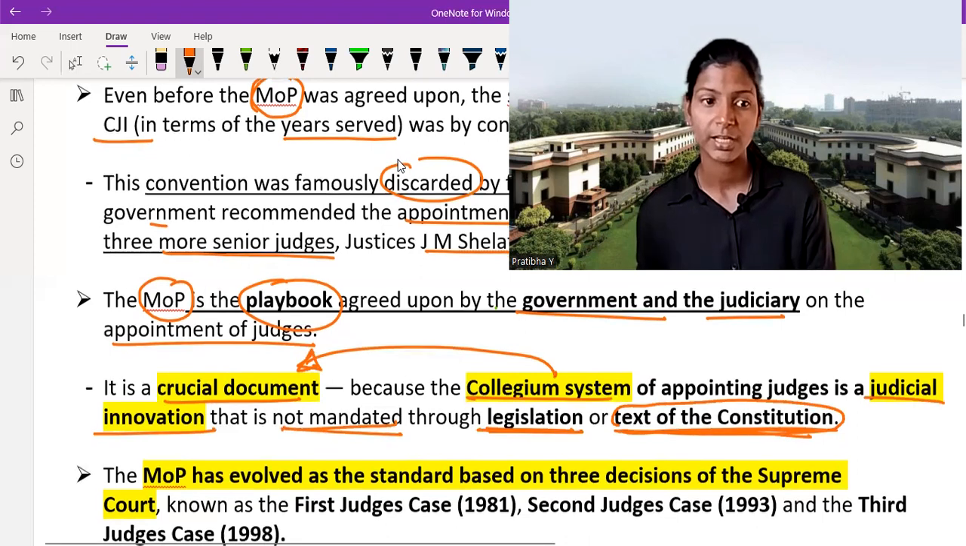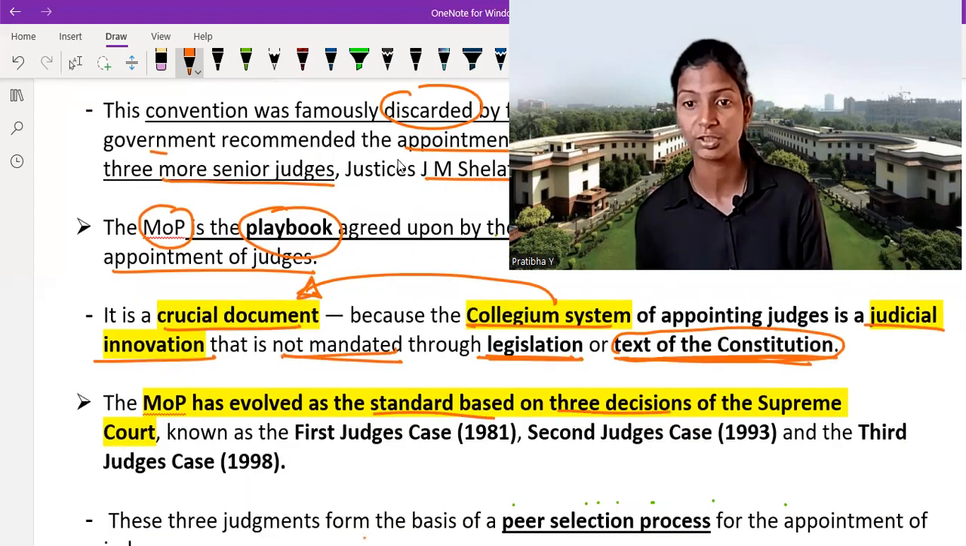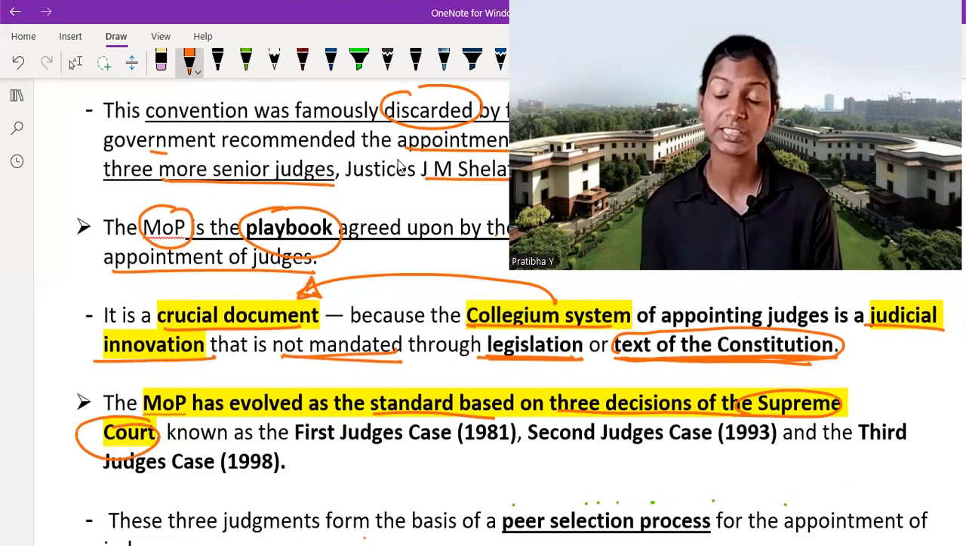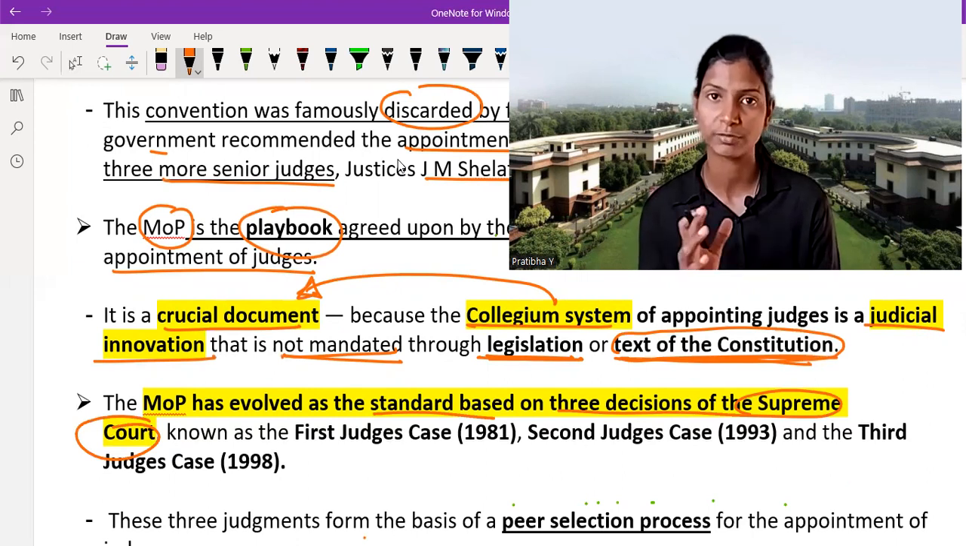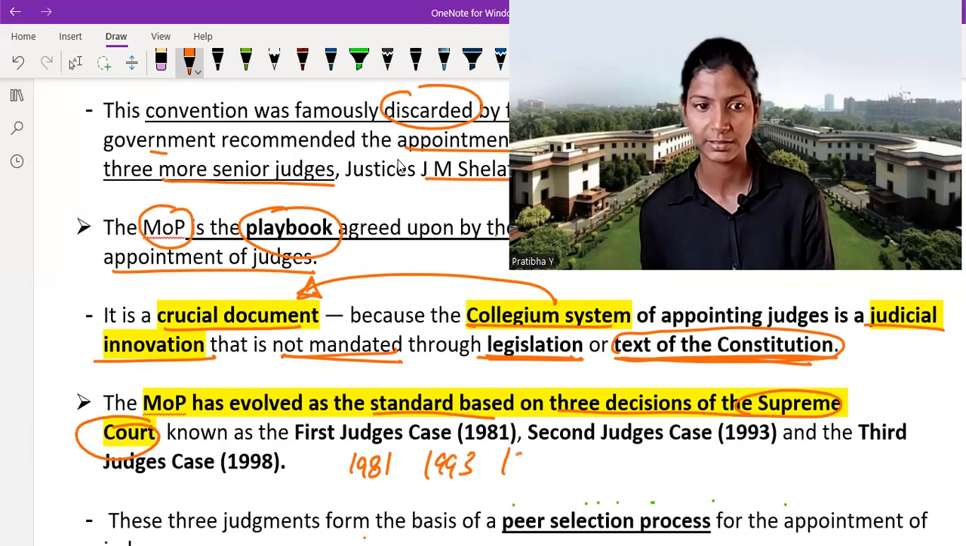Next, the MOP has evolved as a standard based on three decisions of the Supreme Court. Through MOP we appoint judges. It evolved as a standard after the three Supreme Court judgments, called the first judge case, second judge case, and third judge case. The first judge case came in 1981, the second judge case in 1993, and the third judge case in 1998. So 1981, 1993, and 1998.